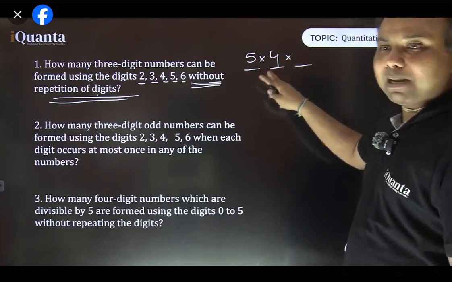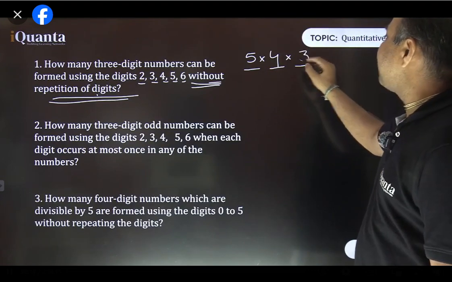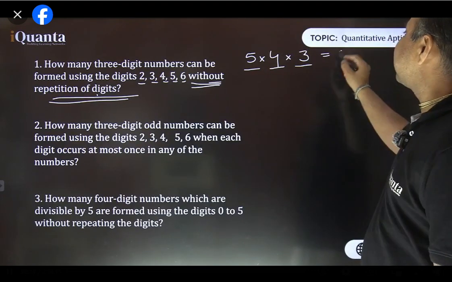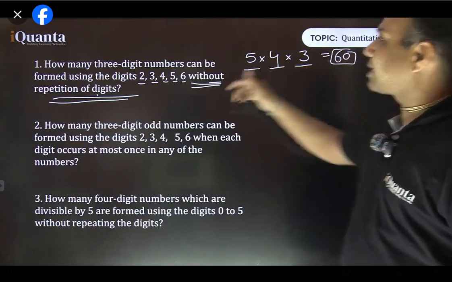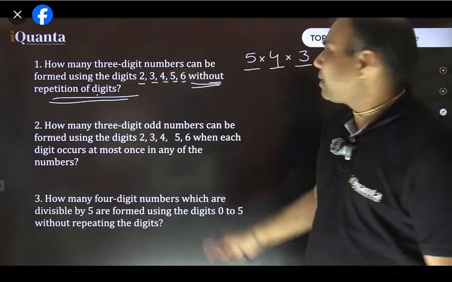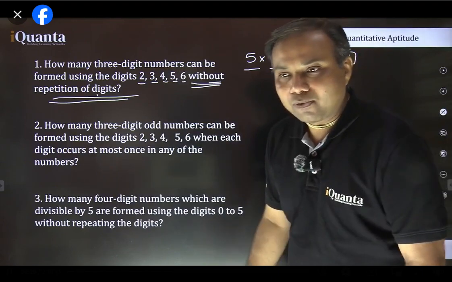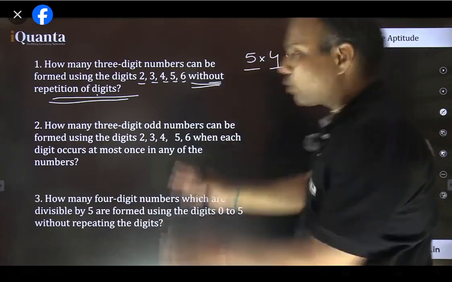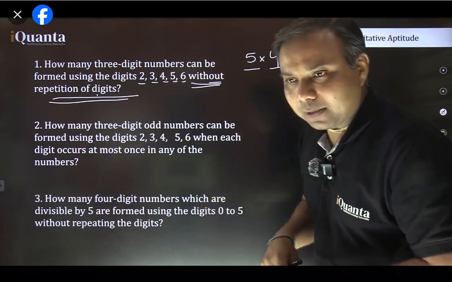Now 2 digits have been used, I'm left with only 3 digits. So this remaining place can be filled in 3 ways. So total 5 into 4 into 3, that makes it 60 ways. So there are exactly 60 three-digit numbers which can be formed by using these 5 digits. Fine. So I've not used any formula so far, right?